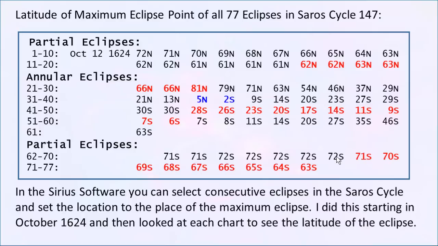to the South Pole. This particular Saros Cycle 147 has 77 eclipses. The typical is 72, so it has more than average. And when it gets to the end, it kind of hangs out around the Arctic Circle, around 66, 67 south. It kind of hangs out around there in that rough area.